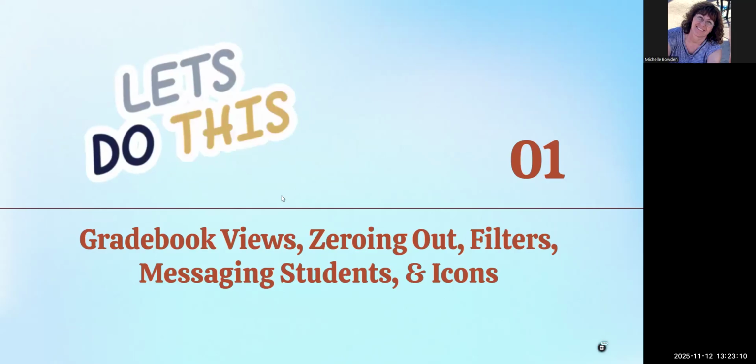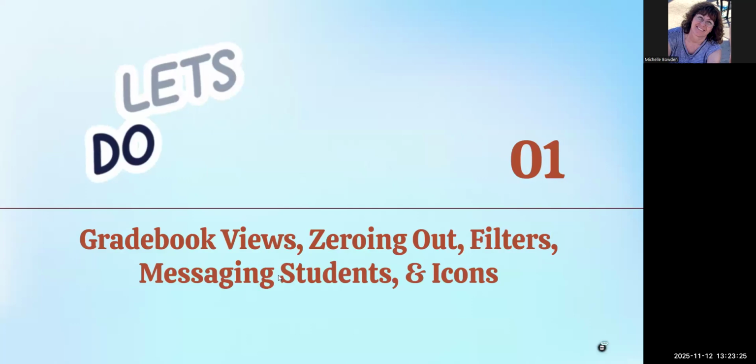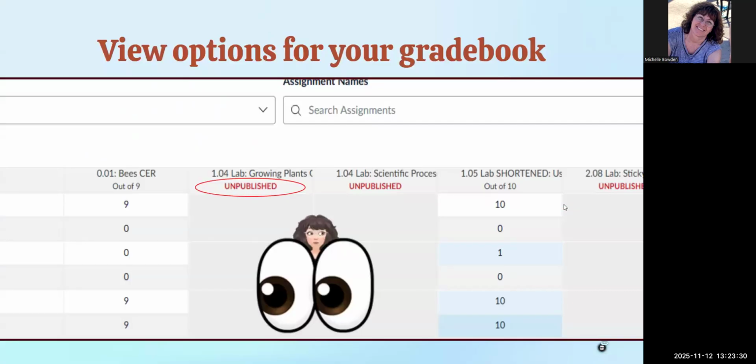The first section, we're going to look at the different views in your gradebook, zeroing items out, filters you can use, ways to message students from the gradebook, and different icons. There are two places you can message students from. One is from the gradebook, one is from course analytics. We'll cover that in the third section. So let's start with the gradebook.